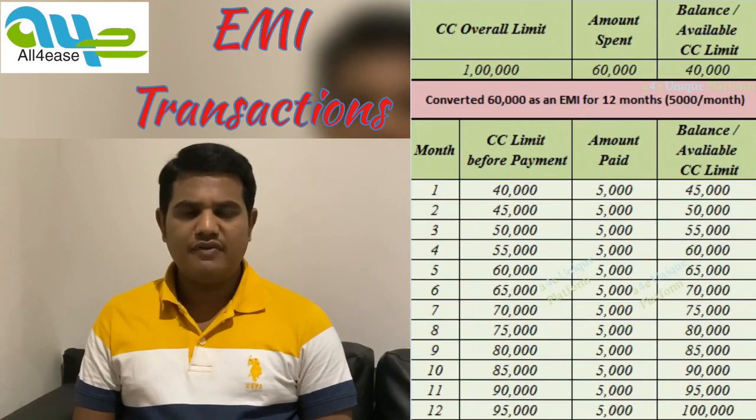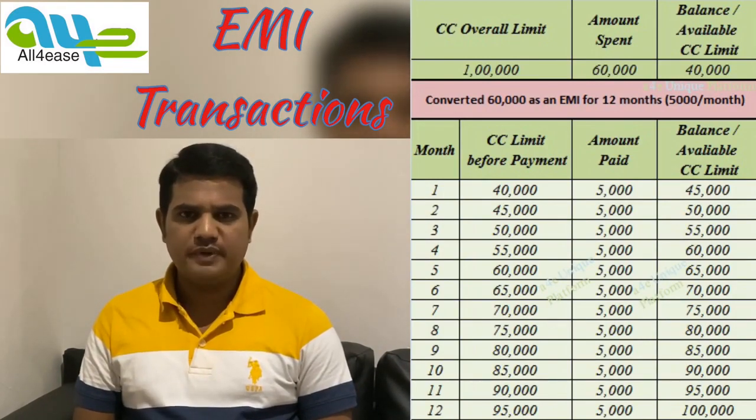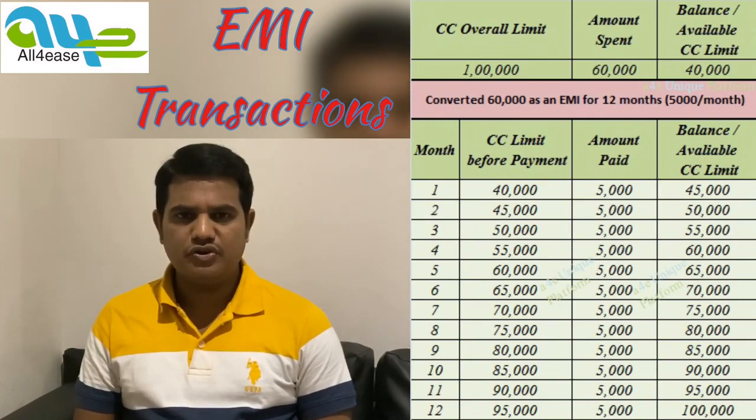Next, we can see how credit card limit works for EMI transactions. I am considering you have a credit limit of 1 lakh rupees. You are spending 60,000 rupees and trying to convert it as an EMI for 12 months. So you need to pay 5,000 every month as 12 EMIs. Whenever you are trying to convert it as an EMI, the whole 60,000 rupees, whatever you spent, will be blocked in your total credit limit. So the total credit limit available will be only 40,000 rupees.